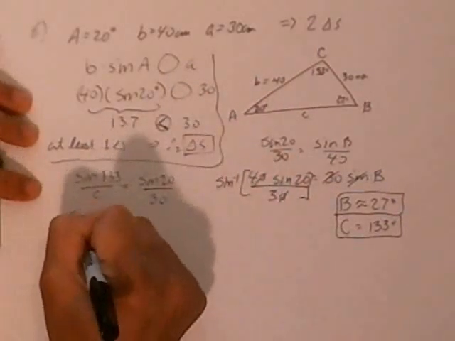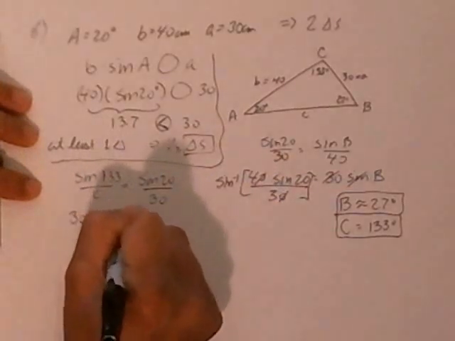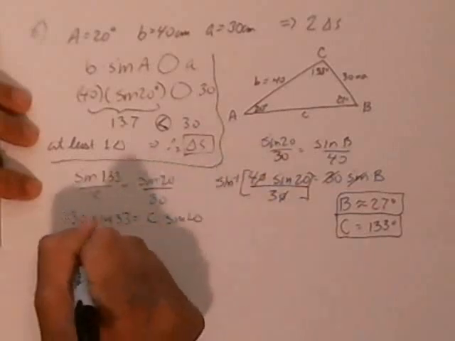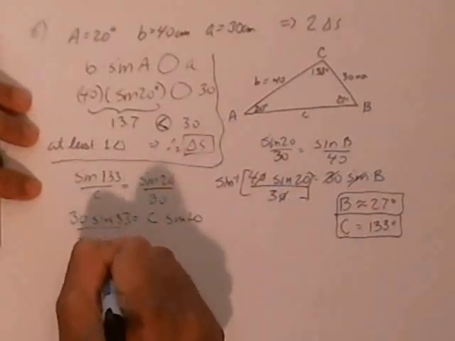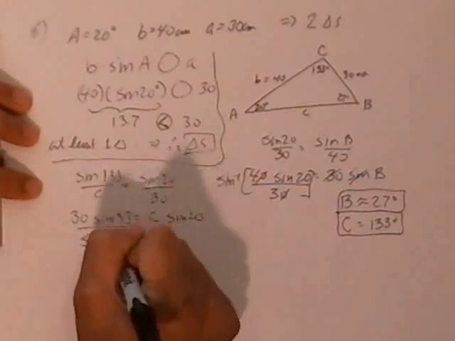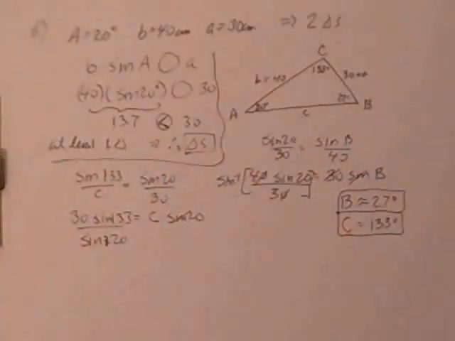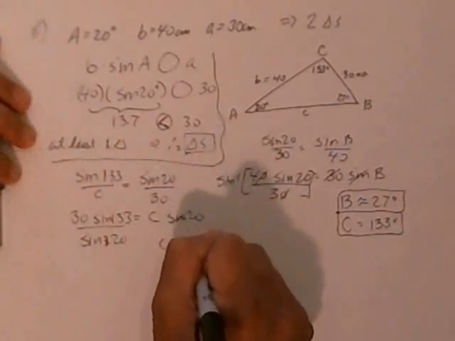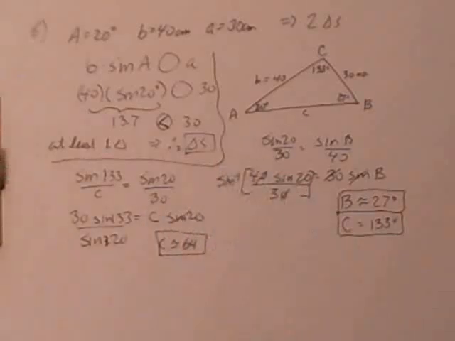Cross multiply. 30 times the sine of 133 is equal to c times the sine of 20. To solve for c, we're going to divide by the sine of 20 degrees. Using my calculator, 30 times the sine of 133, in parentheses, divided by the sine of 20. And this is going to come out approximately 64. Little c is approximately 64. I didn't look in the back of the book.